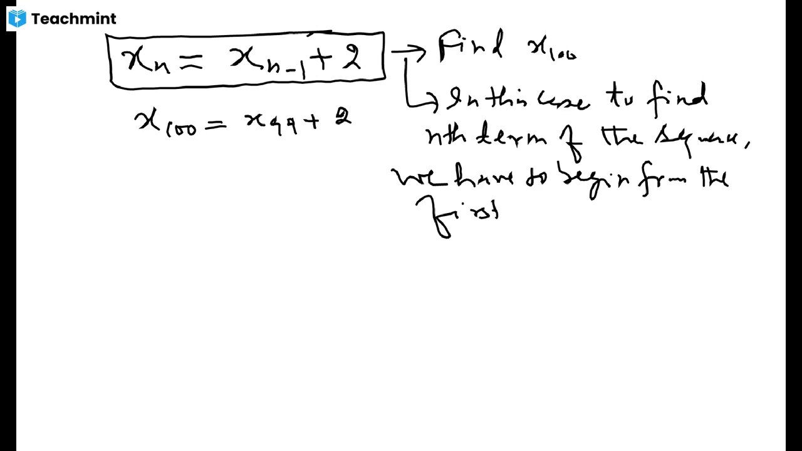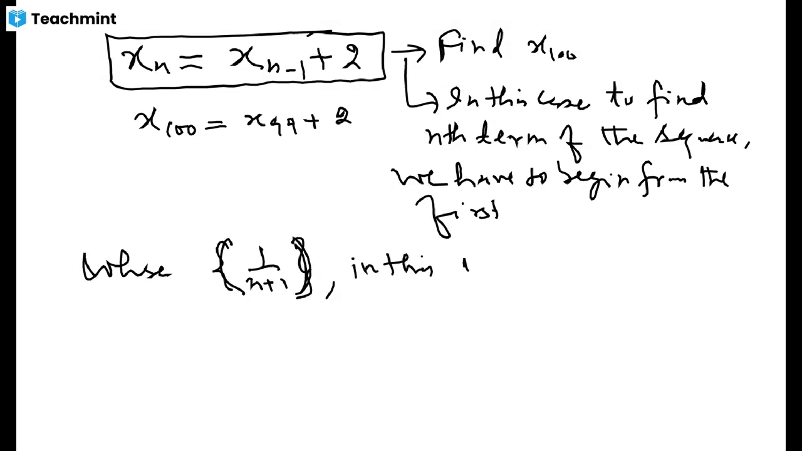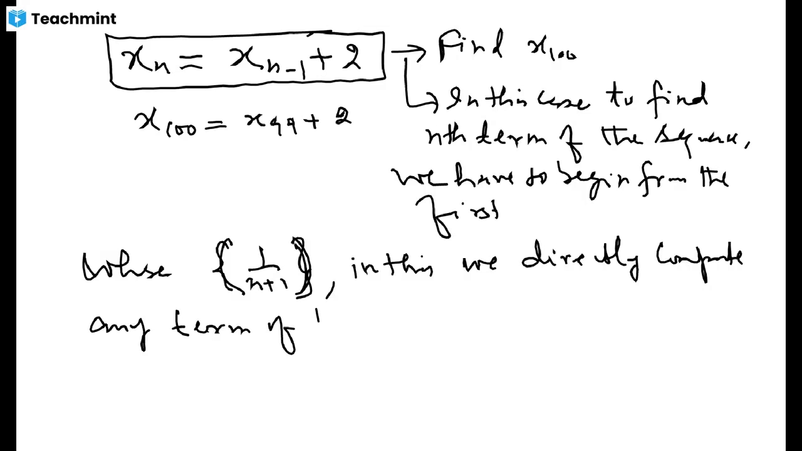Whereas if you consider the sequence 1 upon n plus 1, in this sequence I can directly compute whatever term you want to find. In this case, we directly compute any term of the sequence. You just substitute the value of n, and you will get the corresponding term of the sequence.